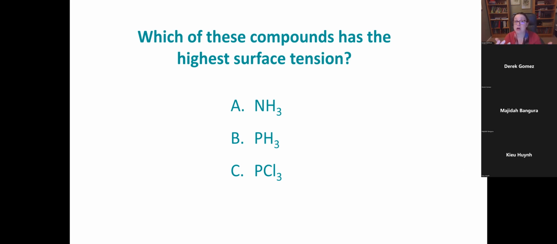Remember, that's a very strong intermolecular force. So if we have ammonia there, it's going to have the strongest intermolecular forces. Can you think about the intermolecular forces that the other two compounds would have? What does PH3 have? What kind of intermolecular forces does PH3 contain?